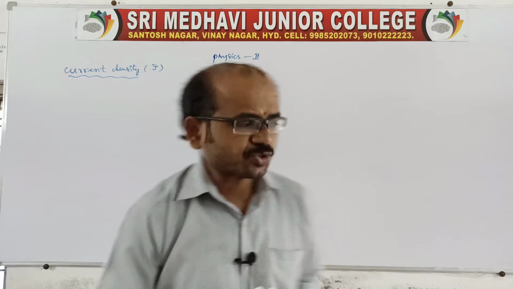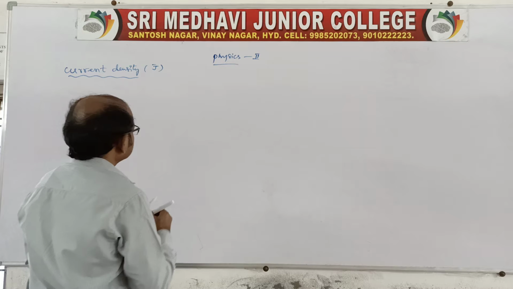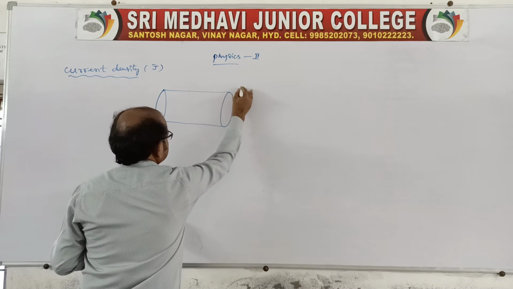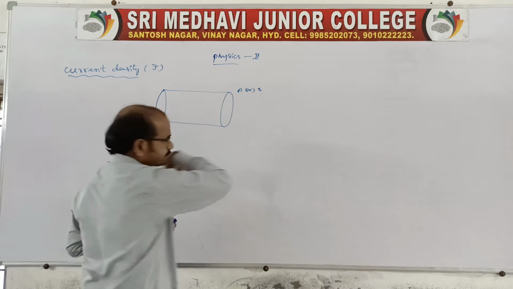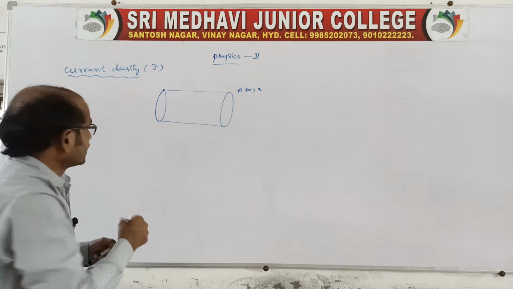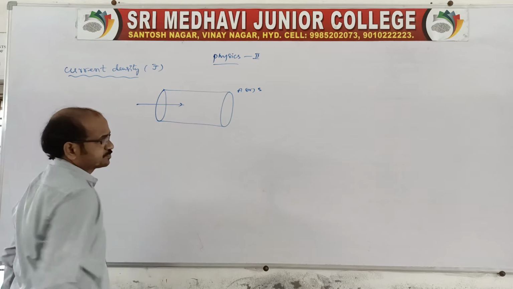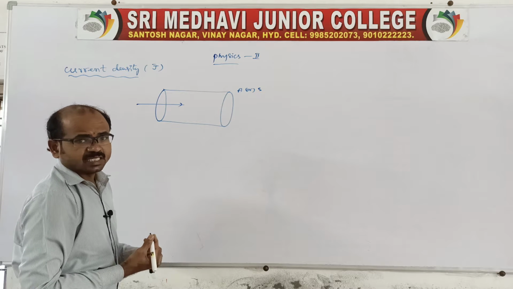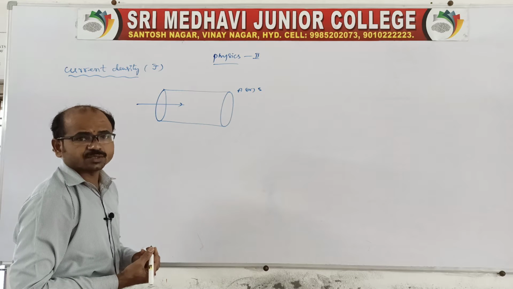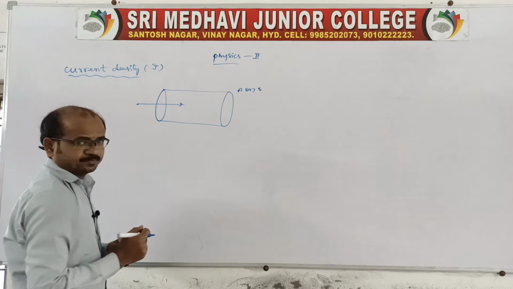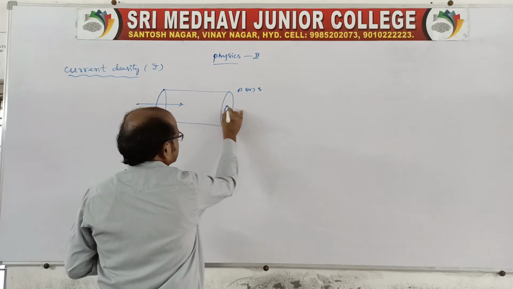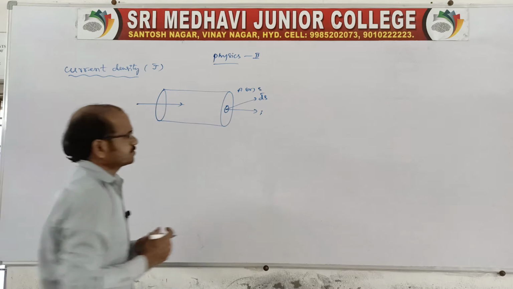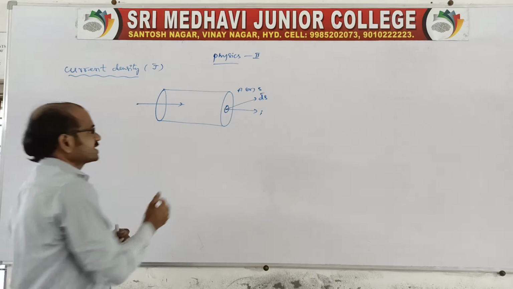What is the statement for the current density? Suppose you take a conductor. The area of the conductor is A or S. There will be a current flowing through the conductor, which means charges are moving from one end of the conductor to the other end through the area. Take one small area, with current flowing, and a vector ds bar, which makes an angle theta.